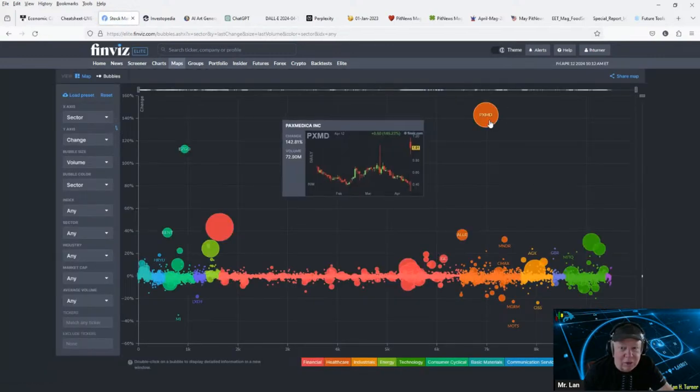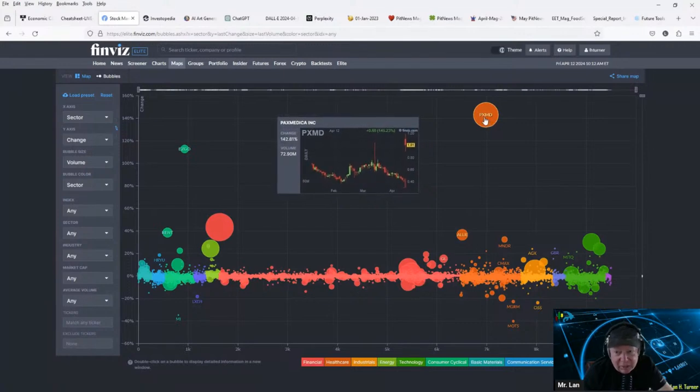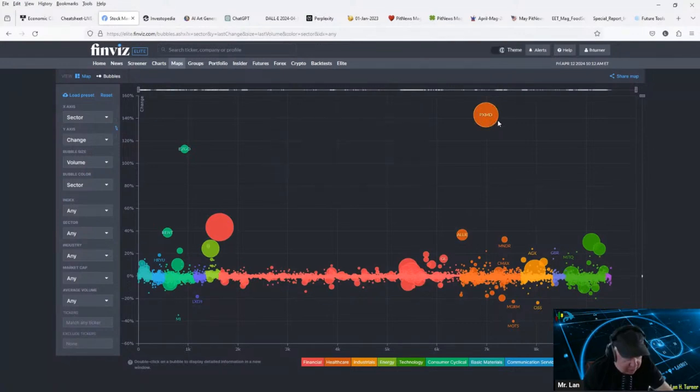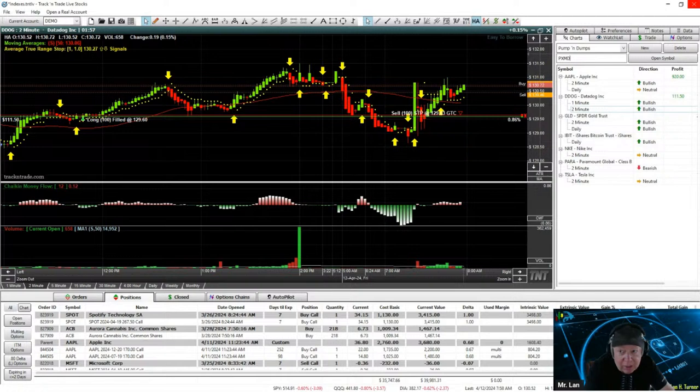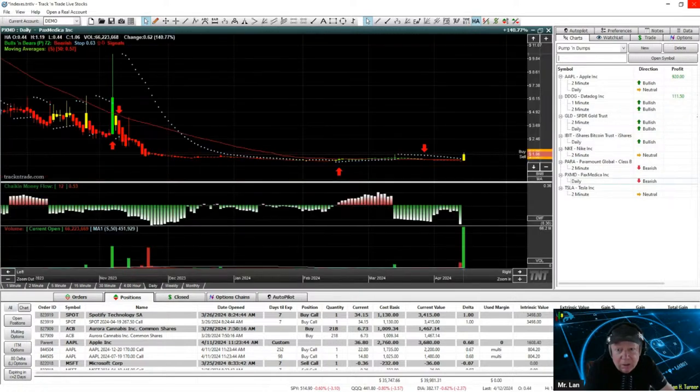PXMD, that's only a $1 share. Now, a lot of scalper day traders are going to be trading that right there, PXMD. Look how big the circle is. Just for fun, let's go look at it, PXMD. These are our pump and dumps. That thing's been going nowhere for a long time and suddenly jumped.